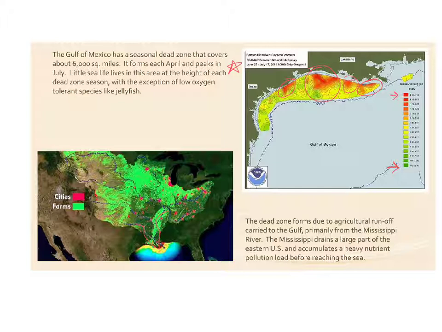I liked this picture because it shows the Mississippi drains a huge part of the eastern United States. So the Mississippi Basin, where all of this is draining from, if you want to talk about non-point source pollution, it's pulling from an incredibly large area. These rivers accumulate a heavy nutrient pollution load before they reach the sea, and then they're dumping into a fairly concentrated area here in the Gulf. And that is what is creating this aerobic decomposition. When all these nutrients dump into the Gulf, that's what's creating that dead zone.